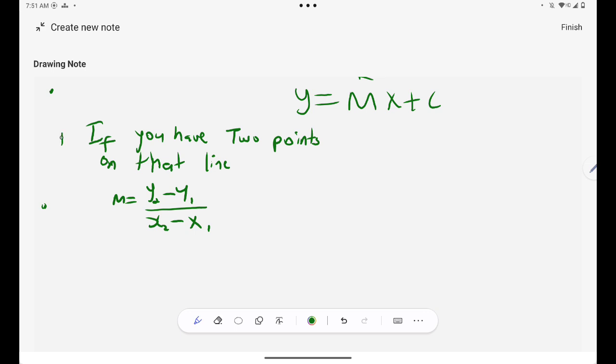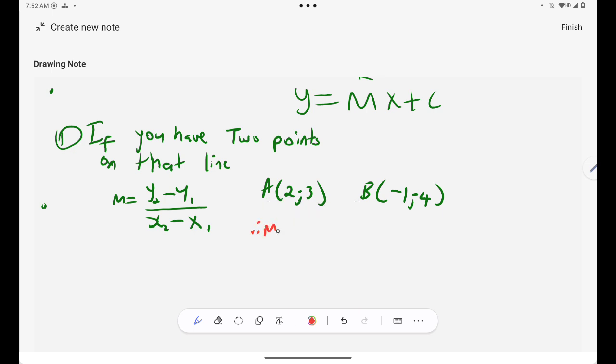If you have two points on the line, you can use those 2 points to find the gradient. How so? Let's say we have A, which is 2 and 3, and then B is -1 and -4. I'm asked to find the gradient of AB. I'll therefore say, let me write it in red.